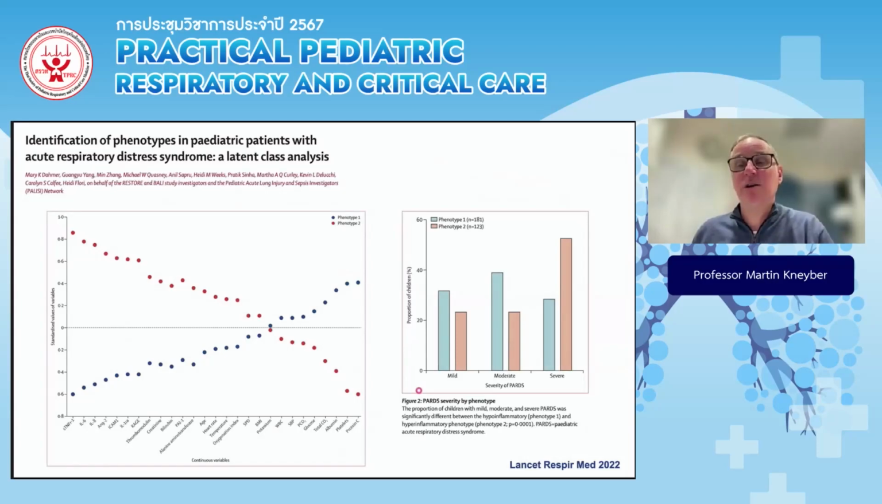This is also in children. We don't have intervention trials, but we do know that these phenotypes, the same phenotypes as in the adults, exist in pediatric ARDS. This is from the biorepository of the RESTORE study done by Mary Damer and Heidi Flory. Same phenotypes, and very nicely shown that especially in severe PARDS, there is a predominance of the hyperinflammatory phenotype.